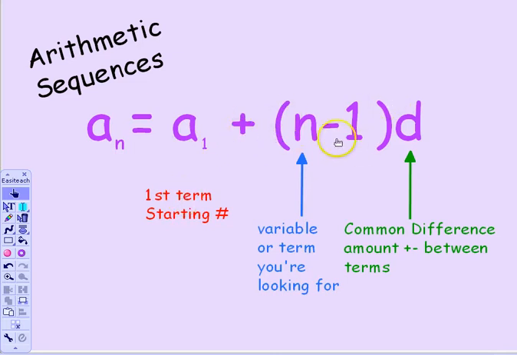Plus, and then we have our parentheses, n minus 1. Again, n would be the variable or the term you're looking for. Either leave it as a variable if you're writing equations, or plug the number in. If you're looking for the 100th term, put the 100 in there. The D, again, that's our common difference. It's the amount that's adding in between two consecutive terms. Again, if the sequence is a subtraction one, this D value will be negative.